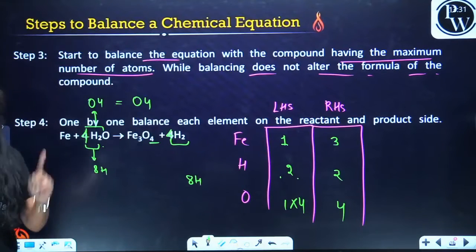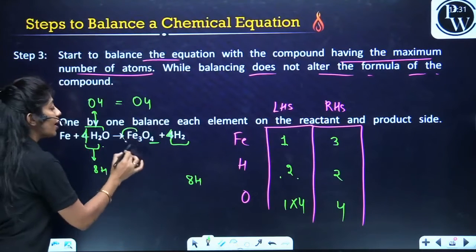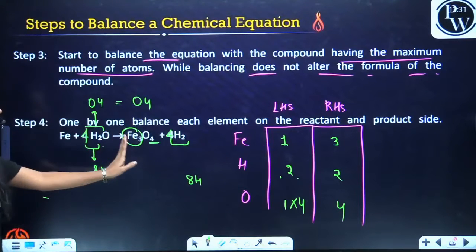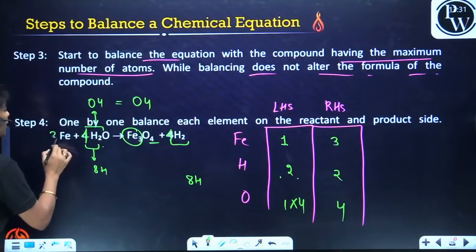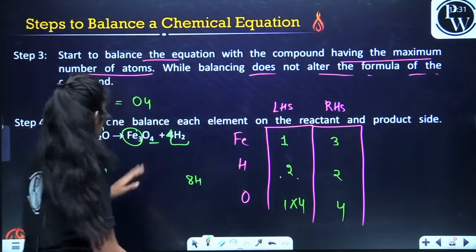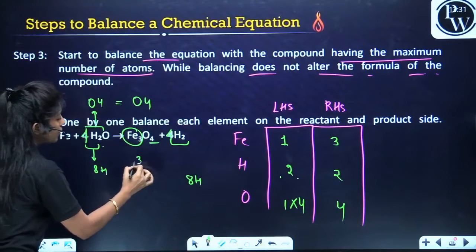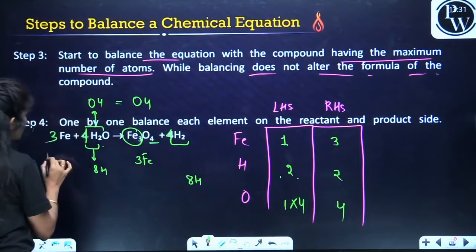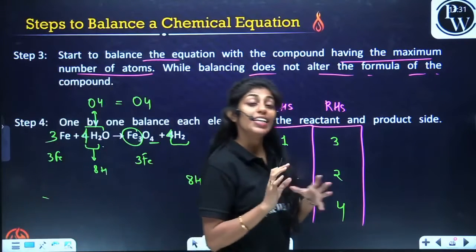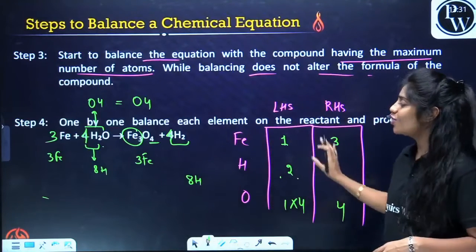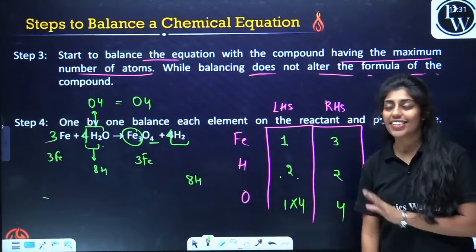Now only 1 species is remaining, that is iron. Basically I can see there are 3 iron on one side and only 1 iron here. I will be placing 3. So what will happen? Iron is 3 Fe. Match this 3 Fe. Are the atoms on both sides equal or not? Is this reaction balanced or not? Yes, it is balanced now.